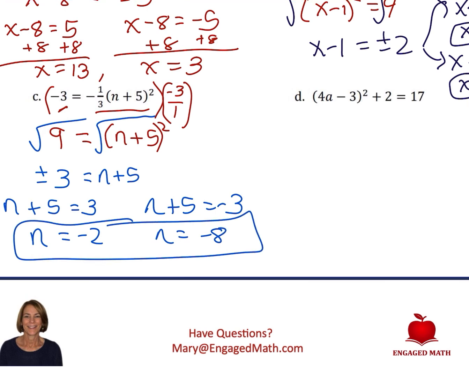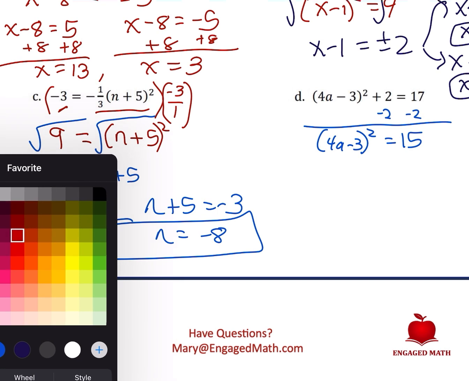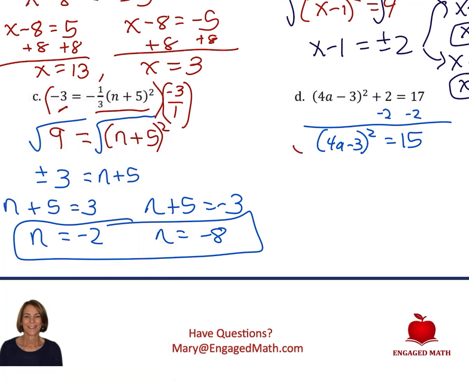All right. Let's go to the last problem, so D. So first we have to subtract the 2 from both sides, because remember, we'd like to isolate the quantity that's being raised to the second power first. So we have equals 15. Okay, so now we're going to take the square root of both sides, and I like to switch the color for that just so that you can see what I'm doing there with taking the square root. And so we get just 4a minus 3 equals plus or minus the square root of 15.